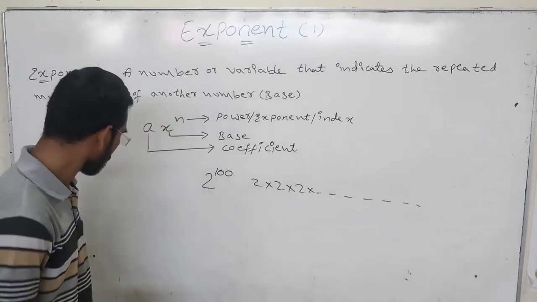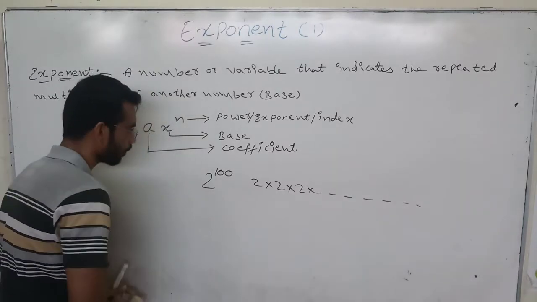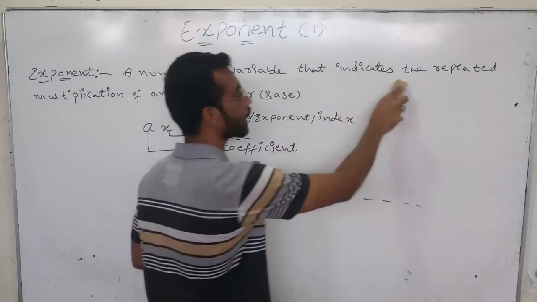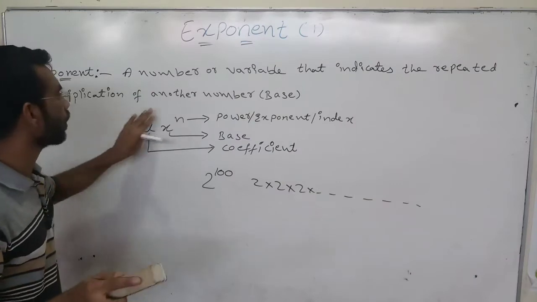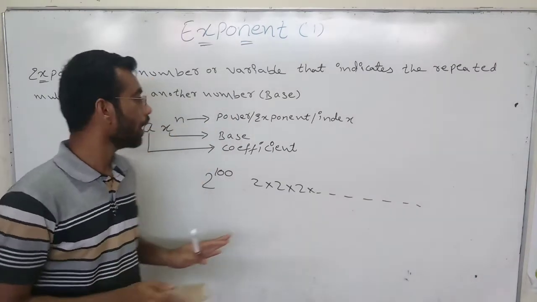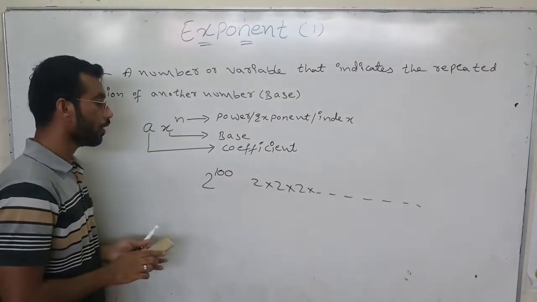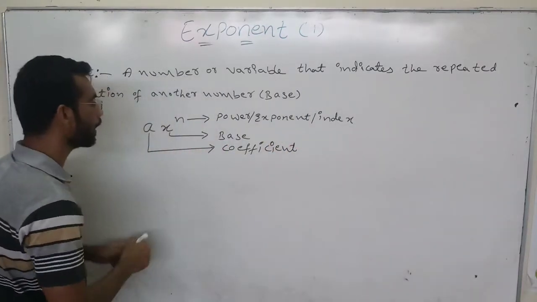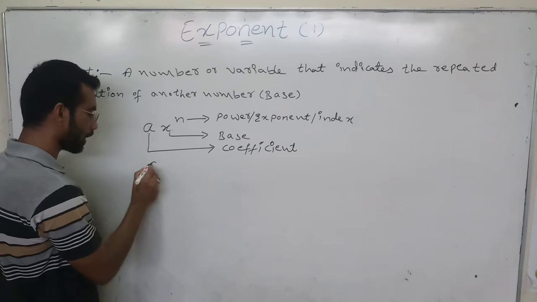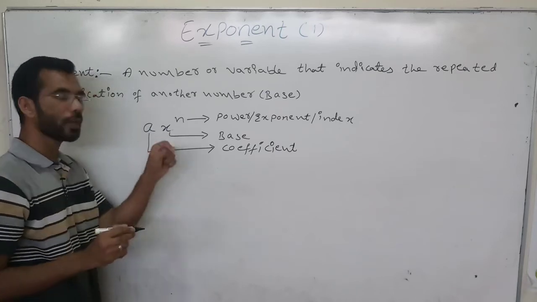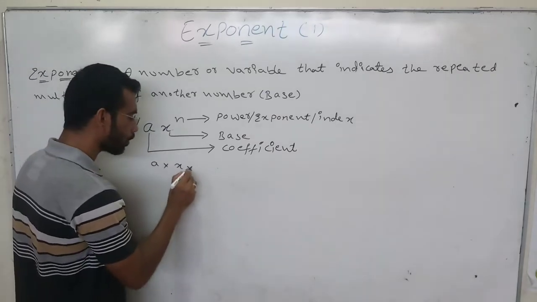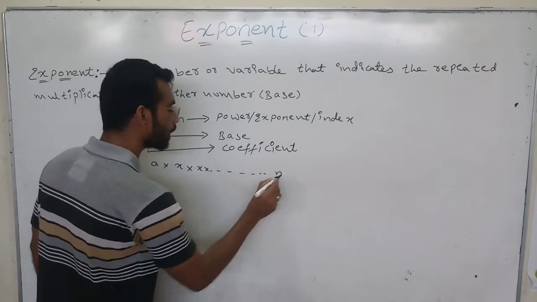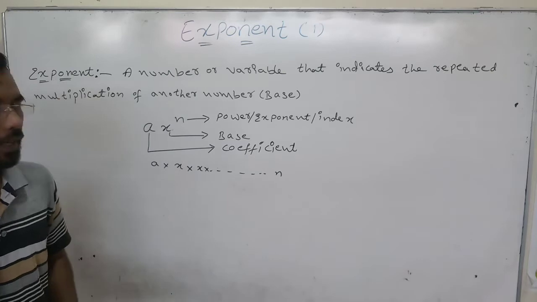What is the exponent? A number or a variable that indicates the repeated multiplication of another number. That number is called the base. Now, in a into x power of n, x should be written how many times? x into x into x, up to n times. X should be written up to n times.